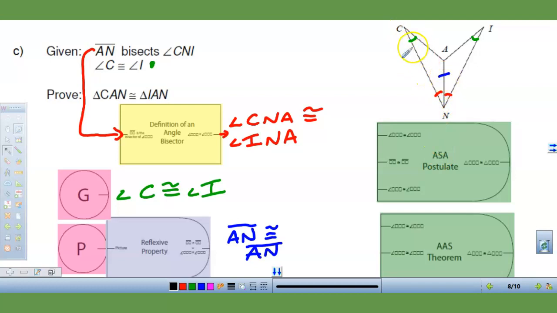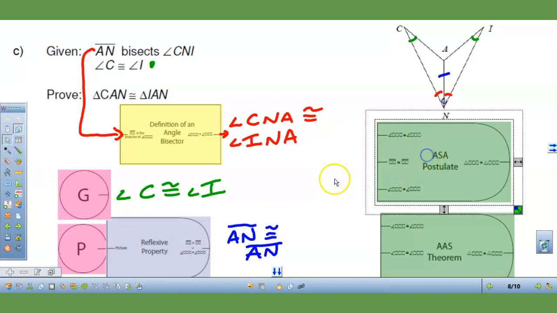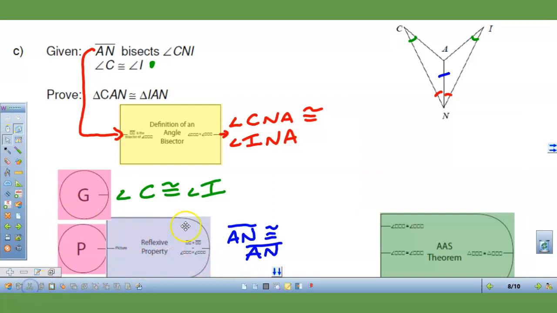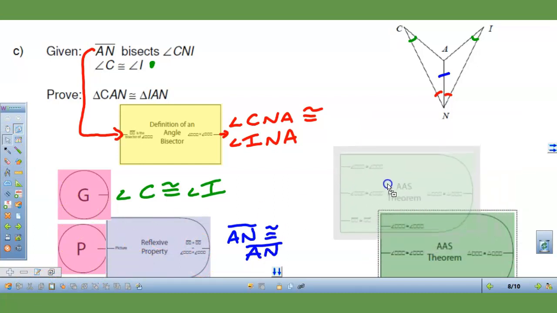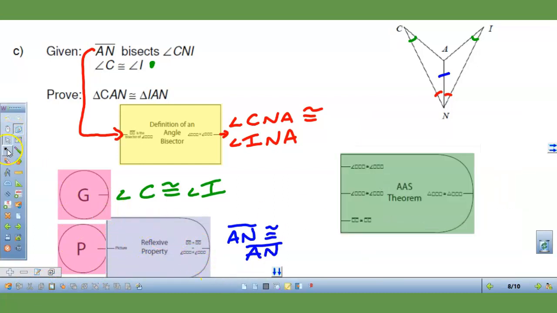If the side's not between the two angles, like it's not between C and N, then we're not going to use that version here. So we want to get rid of that one and use angle, angle, side. And that is a common mistake. So if you're checking your work, be very careful. Make sure you're using those properly.